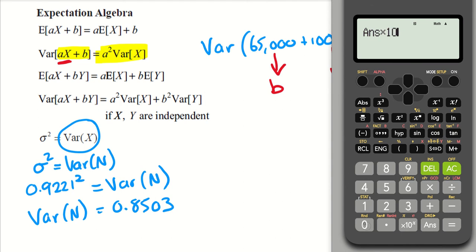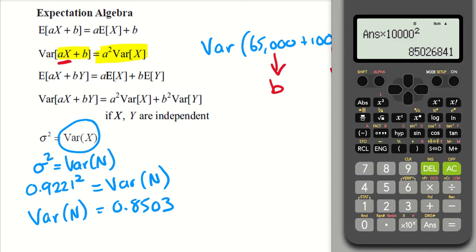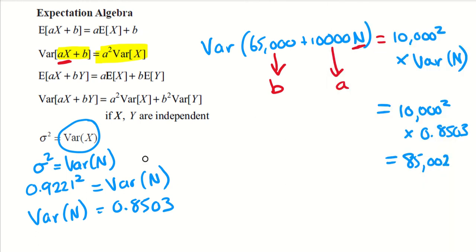10,000 squared is 100 million, and times 0.8503 gives 85,026,841. Oh, and I've got an extra 0 in there. Okay, so that is the variance in company B.